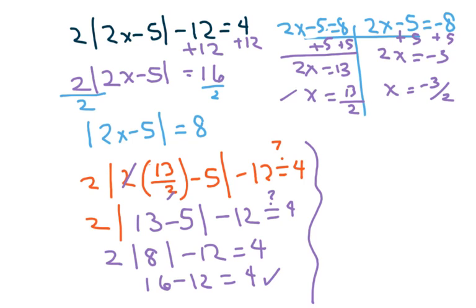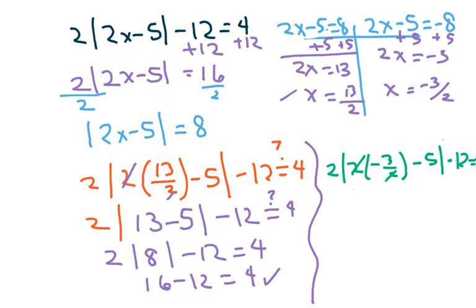We have 2 times the absolute value of 2 times negative 3 halves, minus 5, minus 12. Let me scoot it over. Why do I do this? All right, I'll write smaller. 2 times the absolute value of 2 times negative 3 halves, minus 5, and then minus 12. Does that equal 4?